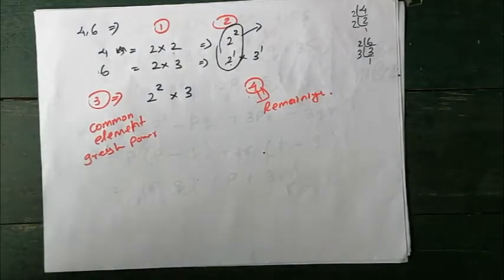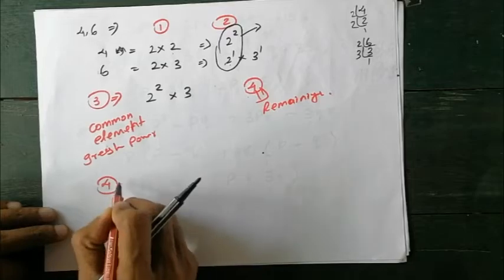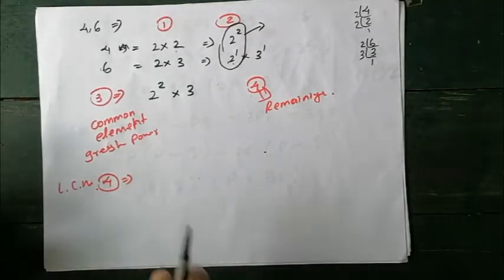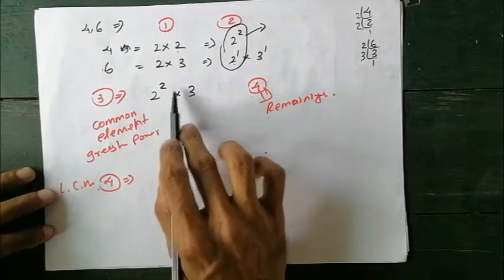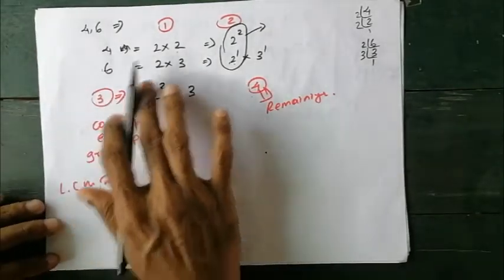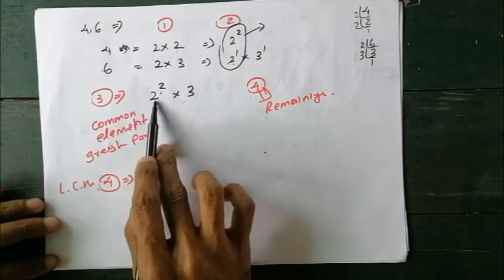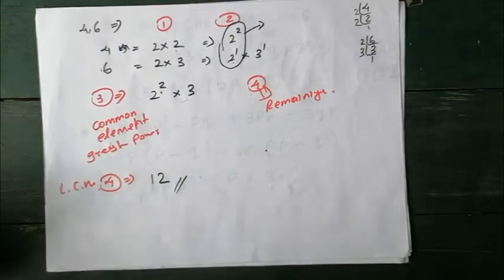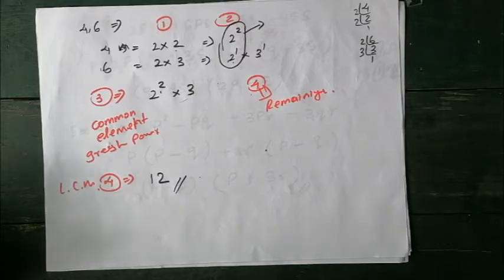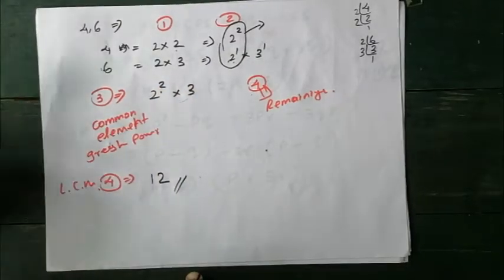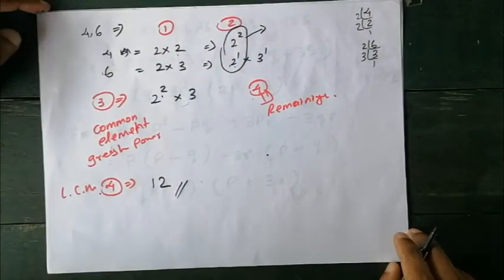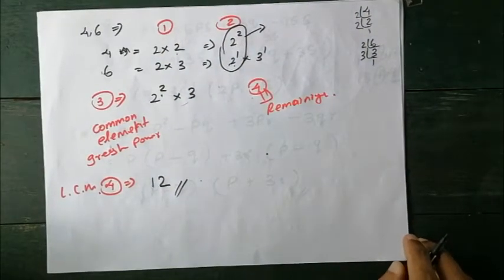Final step, the fourth step, is the LCM. With the common and the remaining we are going to multiply the values. So 2 squared is 4, 4 into 3 is 12. So 12 is the LCM. So these are the steps for the new method. It's common for numerical values and algebraic terms.